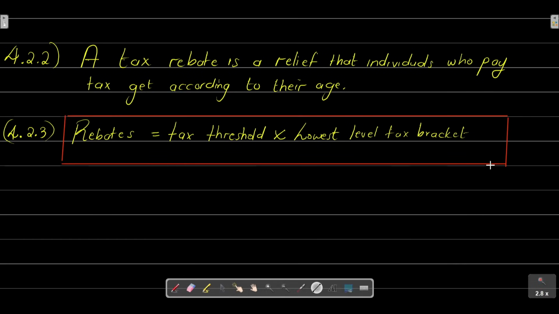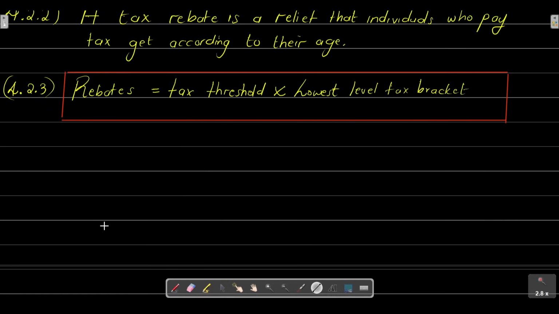Let's put this to the test. I'm saying when they calculate the rebate, they take the tax threshold and multiply it by the lowest level tax bracket. That is how they calculate the rebate. Let's check, and please trust the process, guys. It'll all make sense once I'm done. So let's calculate the primary rebate. How do they calculate the primary rebate?